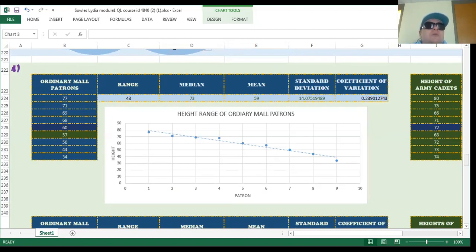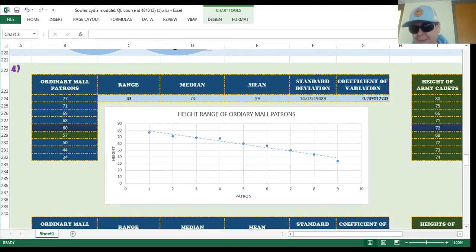So then we move down to the mall patrons. And you can see the trend line with the mall patrons as everybody shrinks. Well, obviously the 34-inch high is a child, unless there were some short people that they talked to, but it's unlikely.